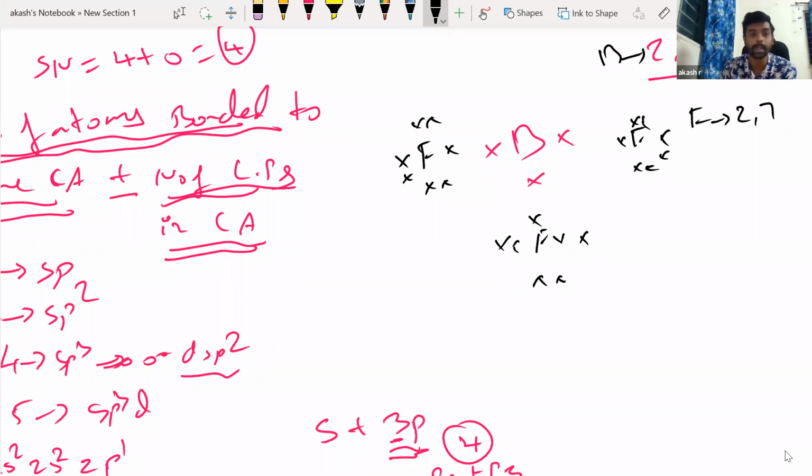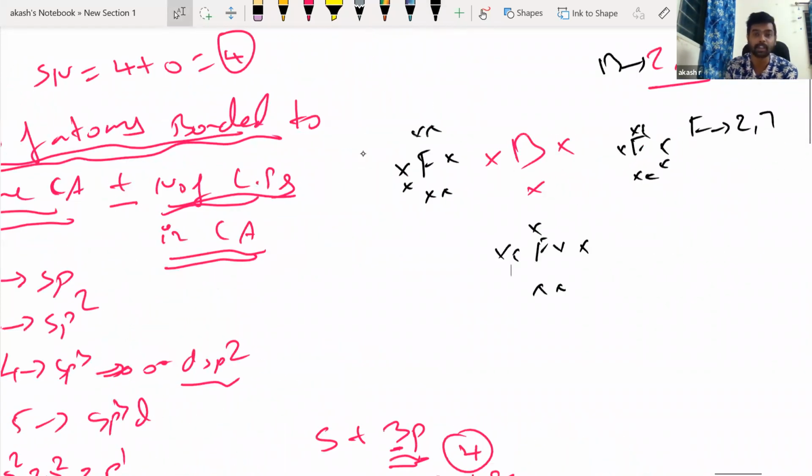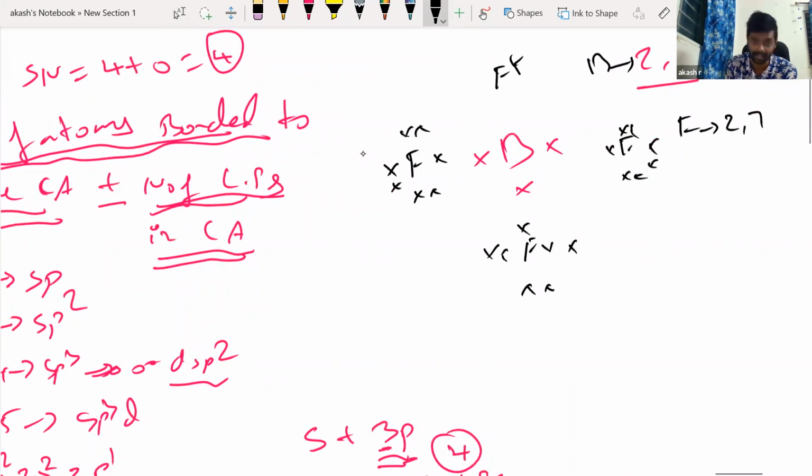Now I told you BF4 minus means 3 of them are fluorine atoms and 1 of them is going to be F minus, right? So if I write F minus, that needs to have 8 electrons, because 1 electron is getting added, so it should be a 2, 8 configuration. So we can have 1, 2, 3, 4, 5, 6, 7, 8. No issues.